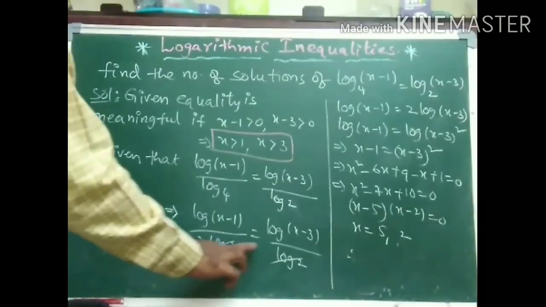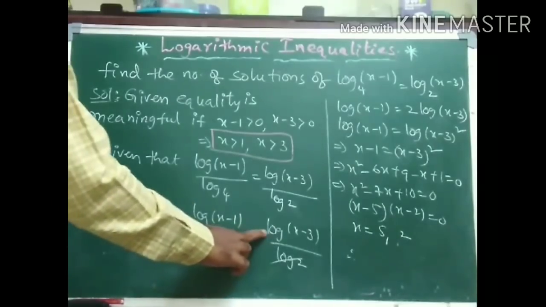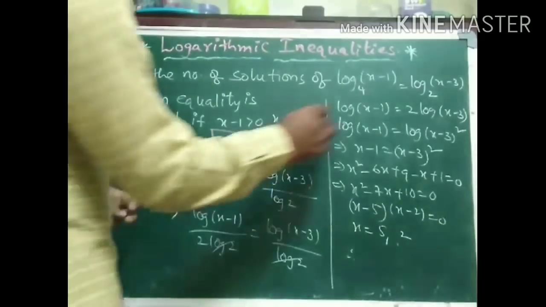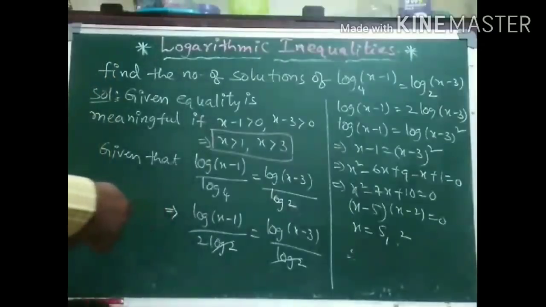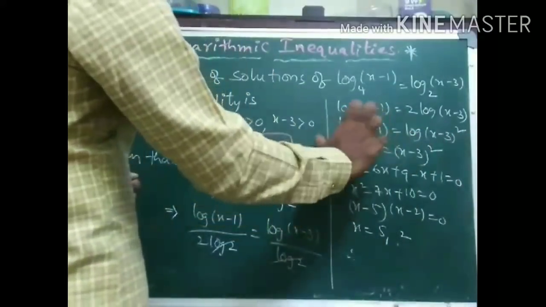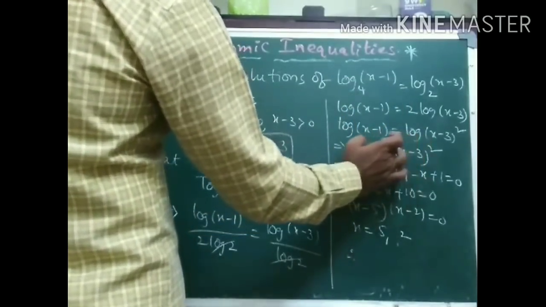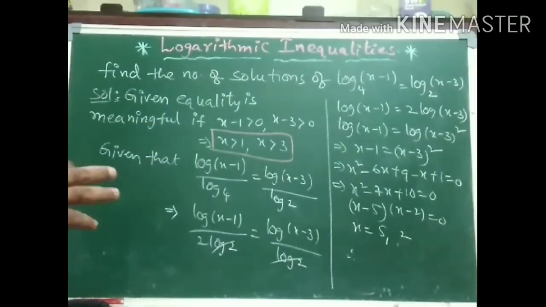Now if you go for cross multiplication, log of x minus 1 equals 2 into log of x minus 3. Now this 2 I can write as a power of x minus 3, that is log of x minus 3 whole square. Now this is just like log A equals log B with the same base. When there is no base, we know the base is 10. Right, children? When there is no base, the meaning is base is 10.